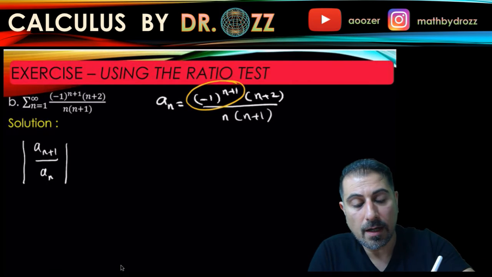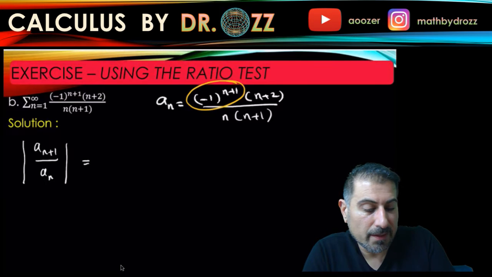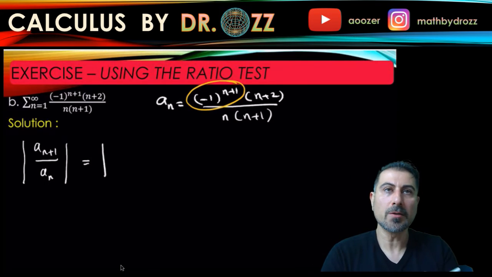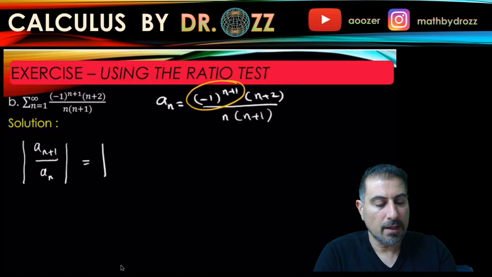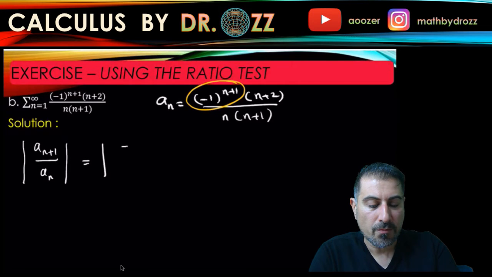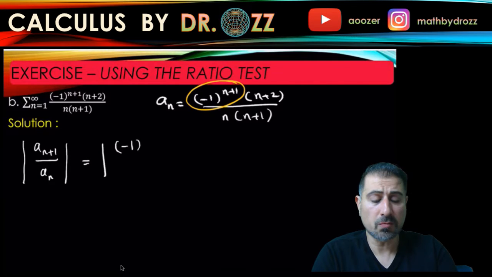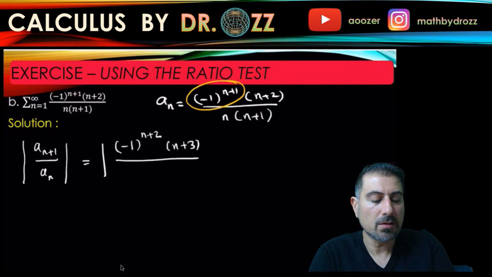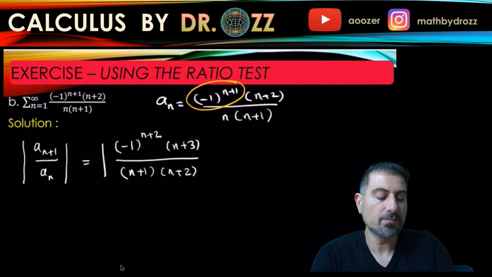I'm going to take the absolute value. But let me just keep everything in order so that you will see why I don't care about that term anymore. So for a_(n+1), I'm going to replace n by n+1 in the description of a_n. So this becomes n+2. This becomes n+3. This becomes n+1. And this becomes n+2.